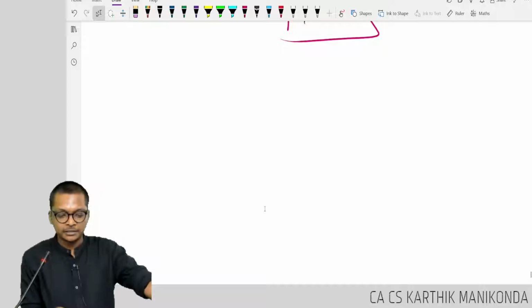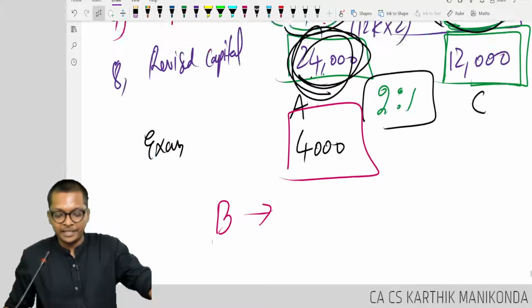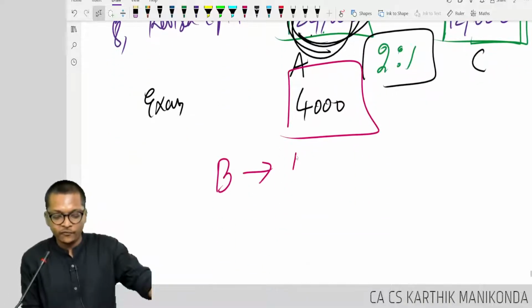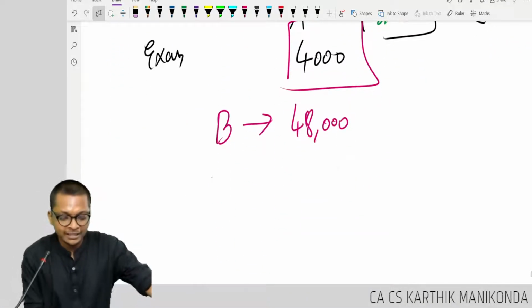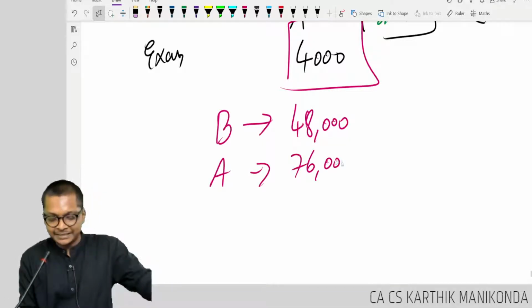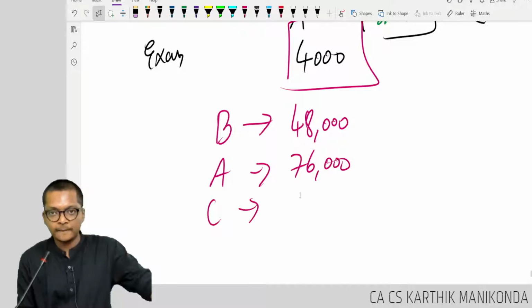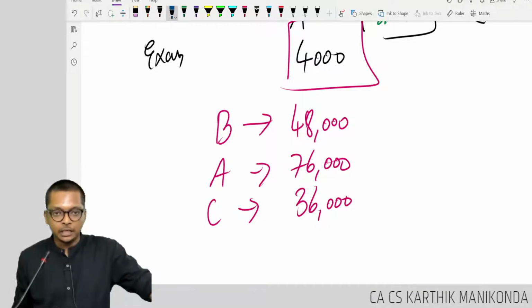So look at this. What is B's total capital? 48,000. Write it as it is. What is A's capital? 76,000. What is C's total capital? 36,000. Who paid the most extra? A. How much extra? 4,000. Now I will write.